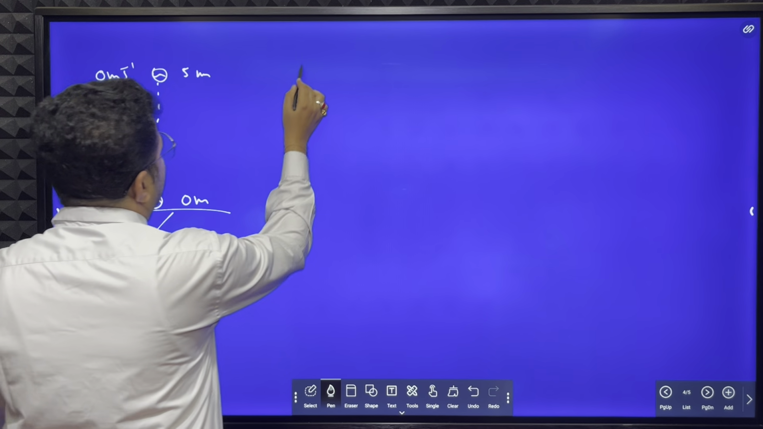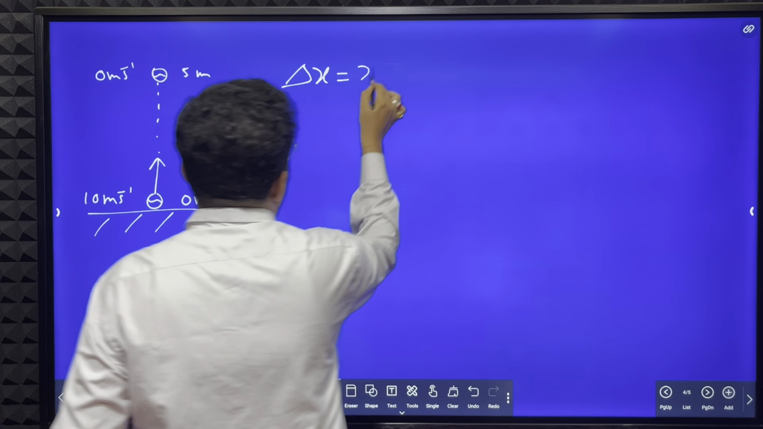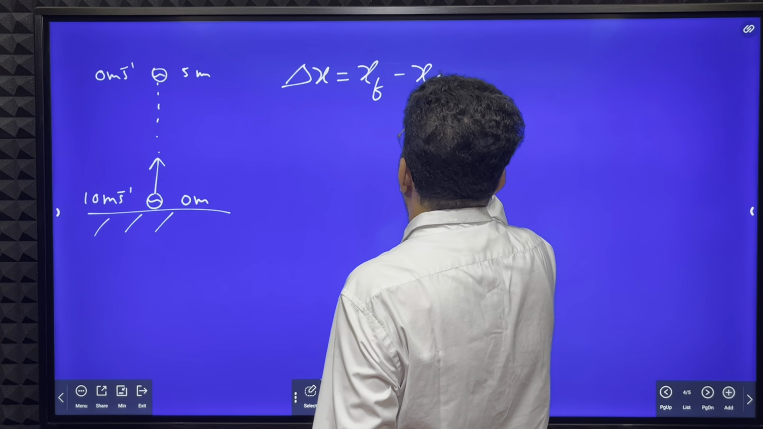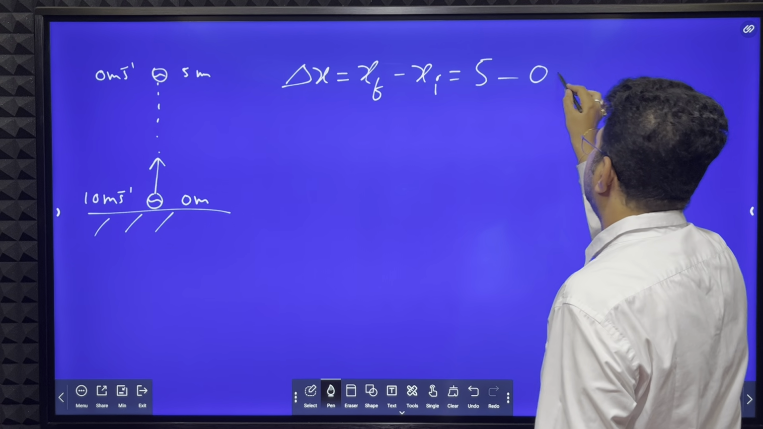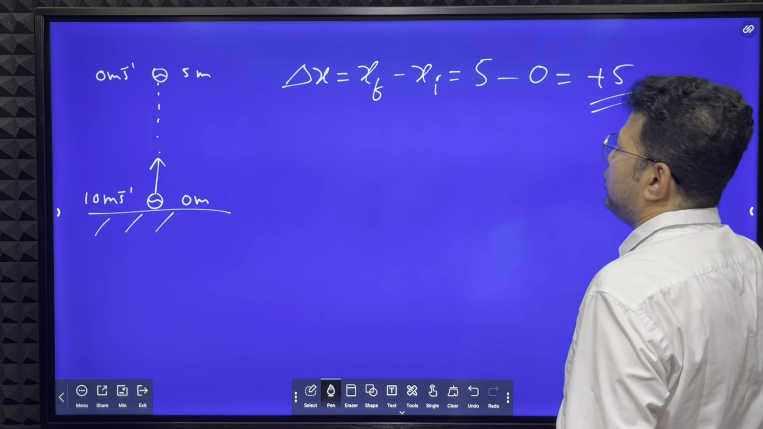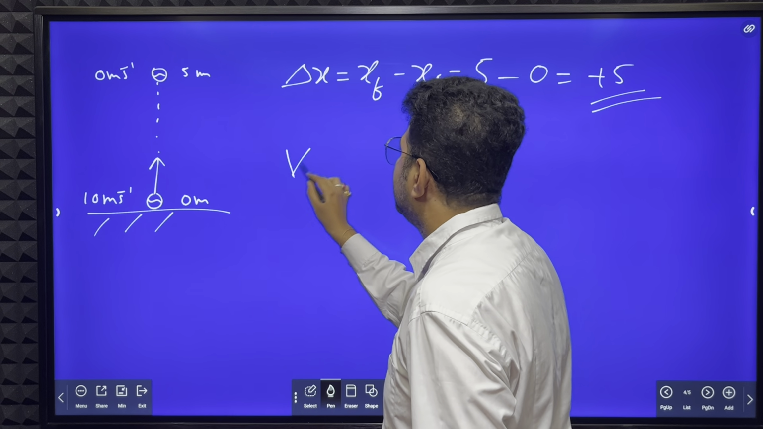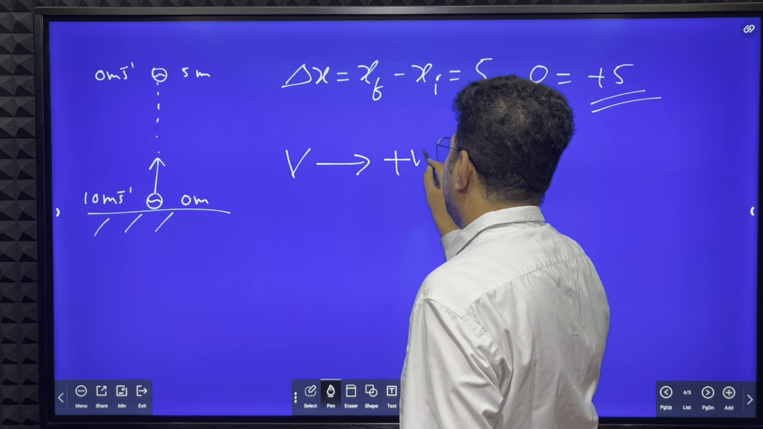During upward motion, how do we calculate displacement? Displacement is equal to final position minus initial position. The final position is 5, the initial position is 0, so 5 minus 0, displacement is positive 5. If displacement is positive, velocity must be positive.